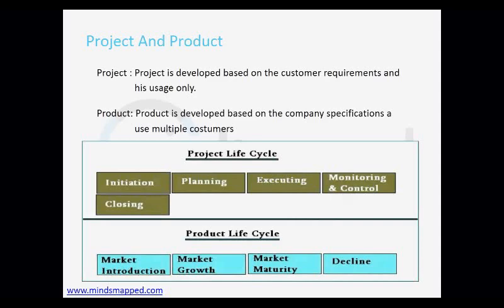Initially, they would have introduced it for a small set of people. They would have seen the reaction and thought, okay, this product has good market growth, then we go forward. If it doesn't, then they decline it. So basically, a project is related to services, and a product is related to the company's own product which they develop.